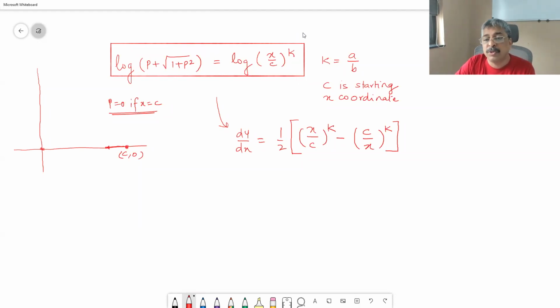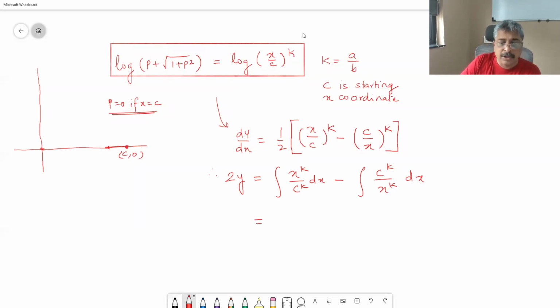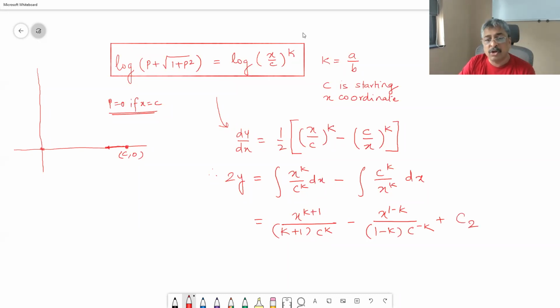Okay. So I assume to this point, and therefore if we integrate both sides, we get 2y is equal to integral x raised to k upon c raised to k dx minus integral c raised to k upon x raised to k dx, which gets converted into x raised to k plus 1 upon (k plus 1) times c raised to k, minus x raised to 1 minus k upon (1 minus k) times c raised to minus k, plus some integration constant c2. c1 is already evaluated.